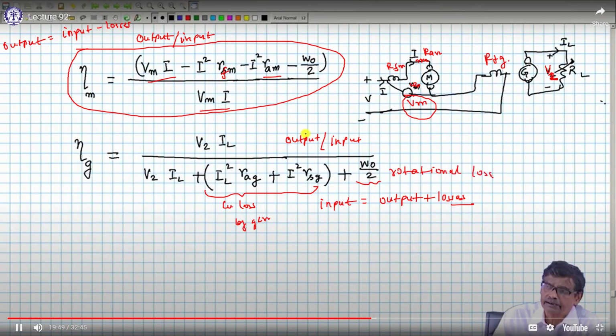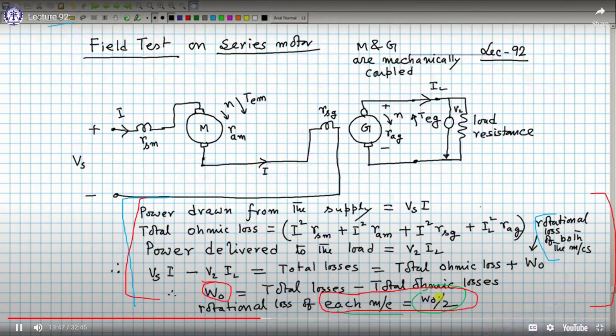This is another method, like how we do Swinburne's test and Hopkinson's test. Some questions may come from this, which is why I have discussed this field test on the series motor also.